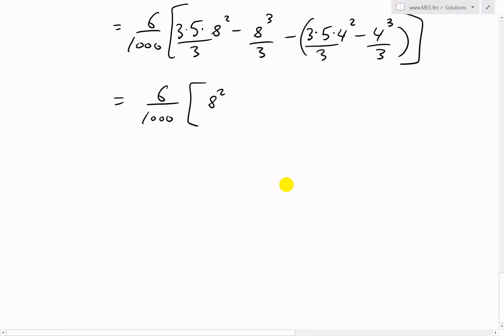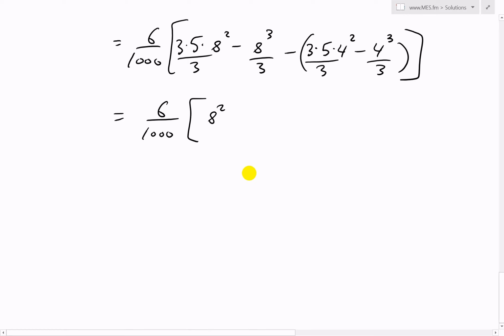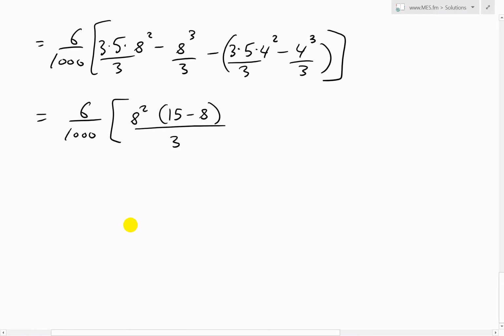You could plug this into a calculator, but I'd rather do this by hand because it's pretty interesting to do by hand. So now we'll have 15, because we factor out the 8 squared, and this is the common denominator of 3. Let's put this like this: 15 minus, and we factored out 8 squared, so this is just left with 8. And then the same thing over here, we factor out the 4 squared.